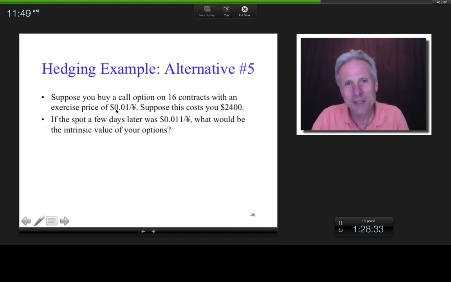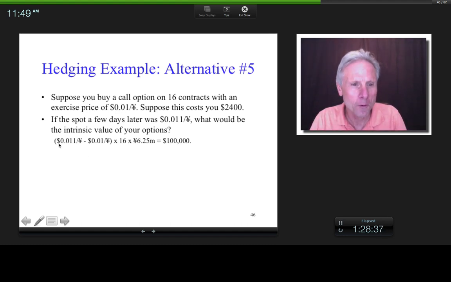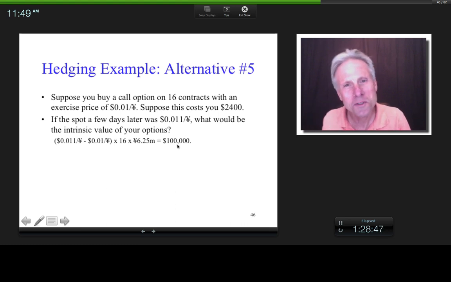Because with what I've locked in, I'm at an advantage relative to the market. So how many dollars will this have saved me? Well, similar to what we said before, look at the difference and apply it to the number of yen that you can do this for. If I look at this difference, it will have saved me $100,000. So we would say that the intrinsic value of the option in that example is $100,000.